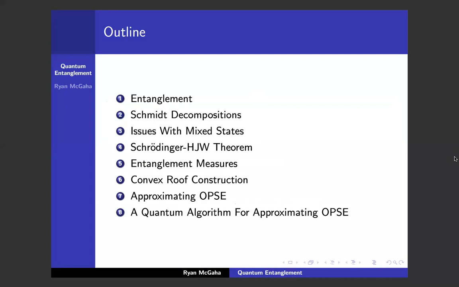We'll talk about the Schrödinger-HJW theorem, which addresses the issue in number 3. We'll talk about entanglement measures and the convex roof construction. And then lastly, we'll talk about approximating optimal pure state ensembles, and we'll look at a quantum algorithm for approximating.